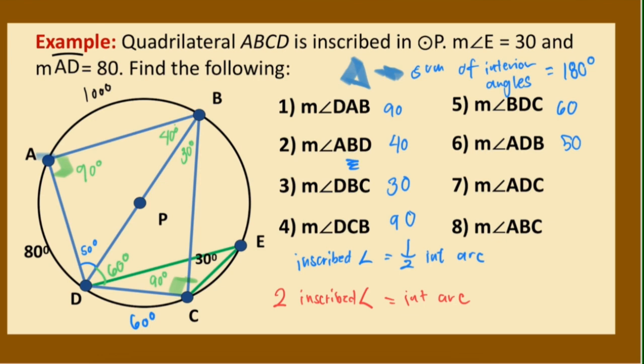ADC. You can notice it's the angle formed here. So 50 plus 60, so the answer is 110. Same case for ABC. It's this angle right here. 40 plus 30, the answer will be 70. So that's it. And we're going to have our last example.